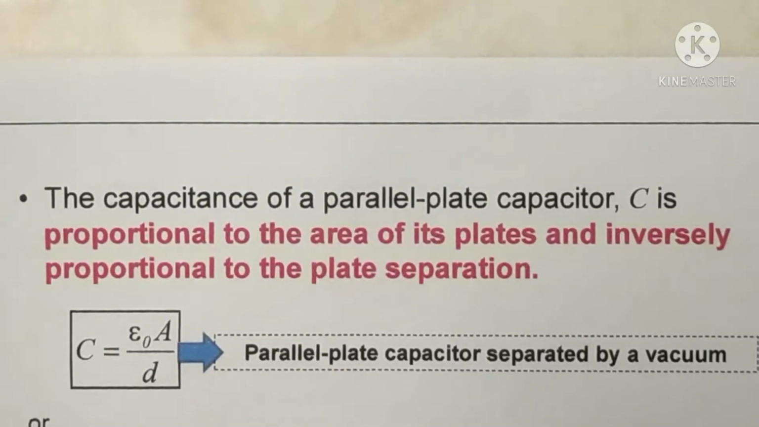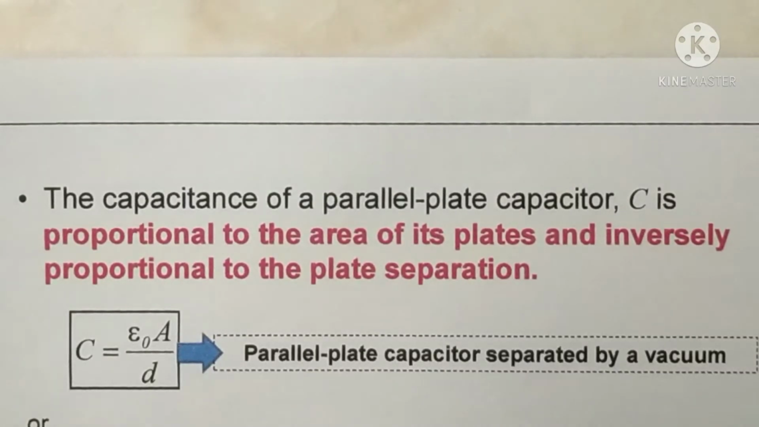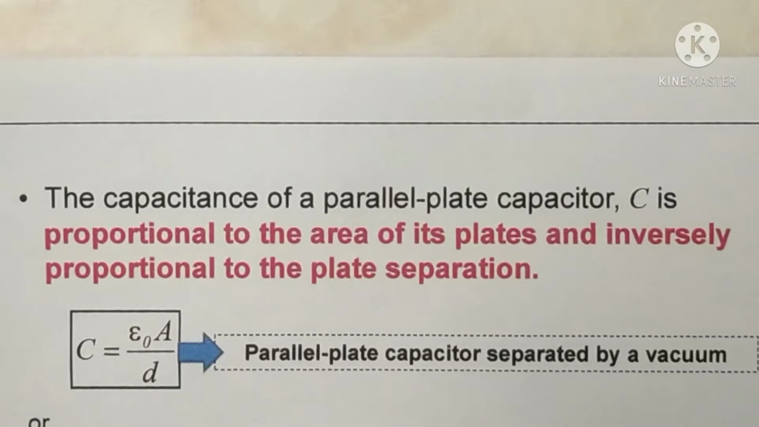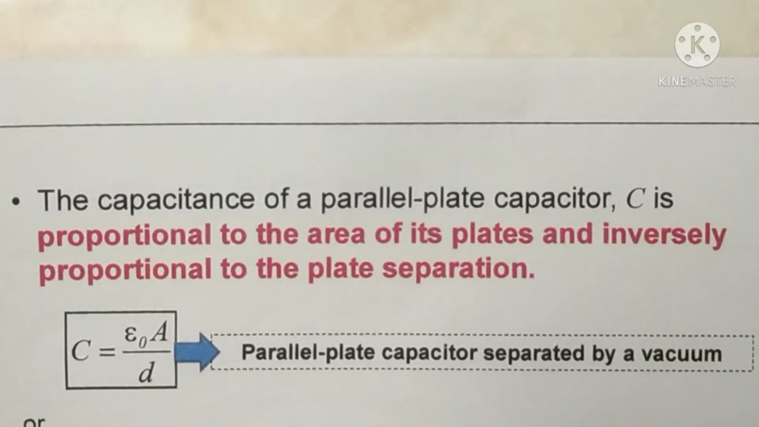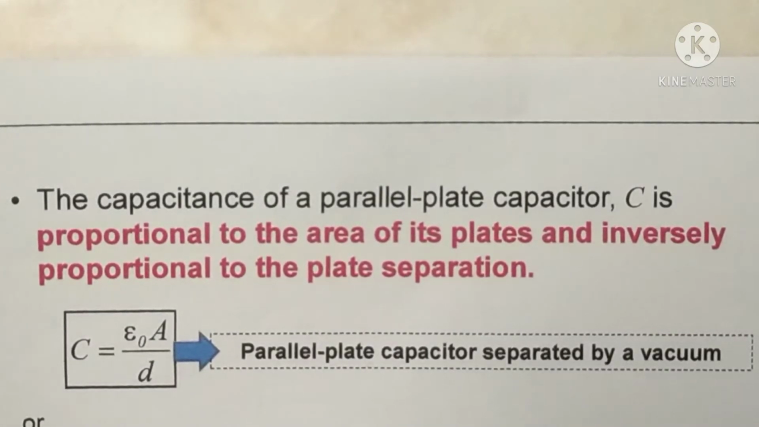So the capacitance C of a parallel plate capacitor is proportional to the area of its plates and inversely proportional to the plate separation. Therefore, the capacitance C equals the product of the permittivity of free space, epsilon naught, times the area of the plate, divided by the distance between the two plates.